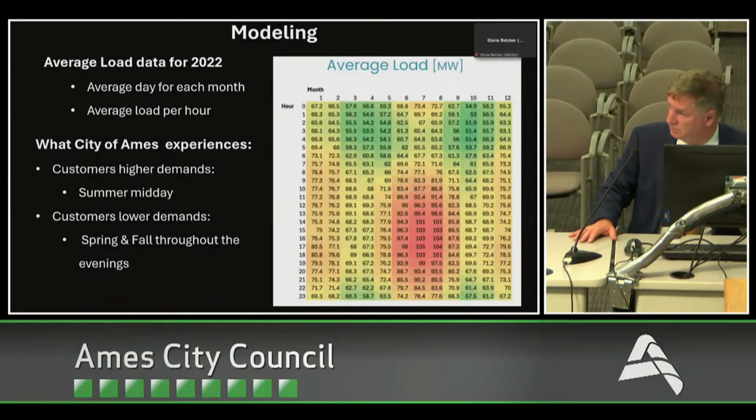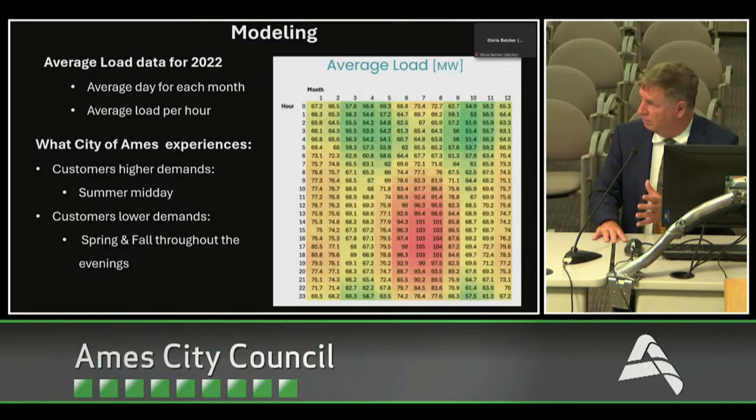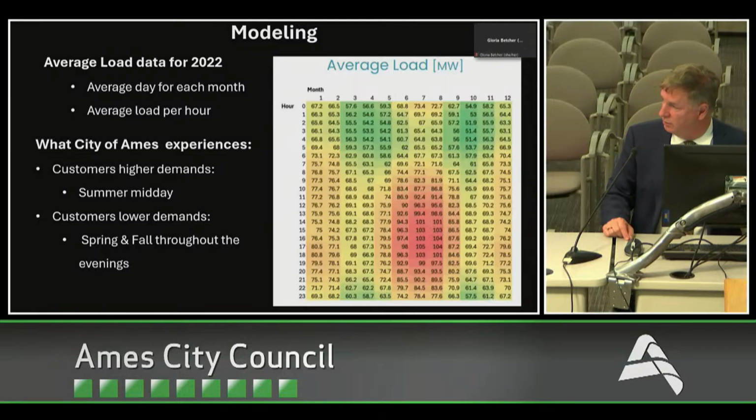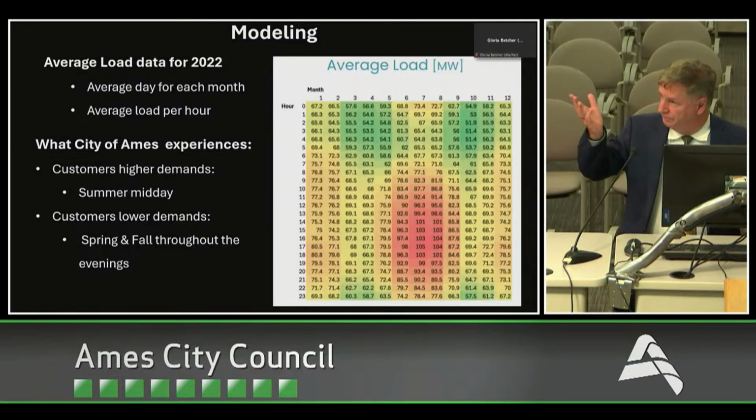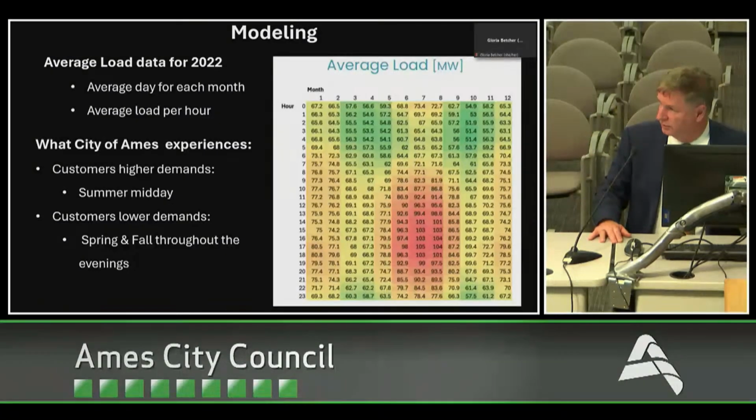So this is telling us what we already knew, that we're a summer peaking utility, and we typically peak somewhere in June, July, and August, with a little bit in May and a little bit in September. And it's in that 10 o'clock till 10 o'clock at night or 9 o'clock at night kind of range. That's what that red represents. So spring and fall throughout the evenings, customers' demand is a little bit lower.